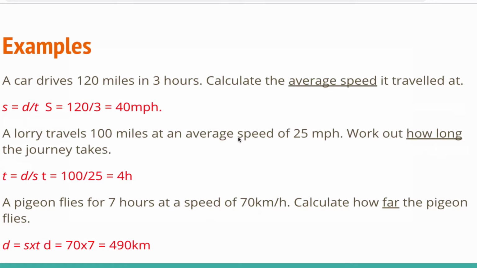A pigeon flies for 7 hours at a speed of 70 kilometers an hour. Calculate how far the pigeon flies. So how far is the distance? Distance equals speed times time. So distance equals 70 times 7 is 190 kilometers.